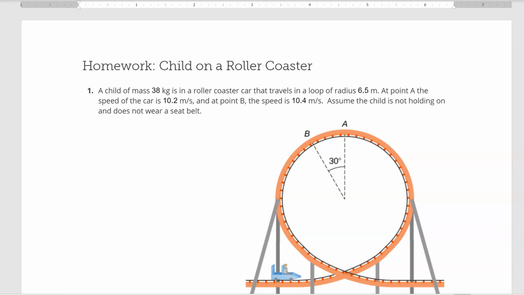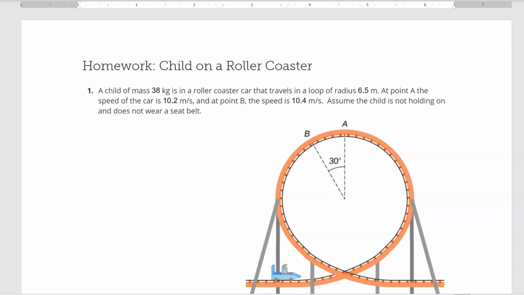I had someone who asked me a question about this problem, so I'm going to show you how I would solve a problem like this. It's a little more complex only because the normal force on the child at different locations on this roller coaster ride is going to be pointing differently.